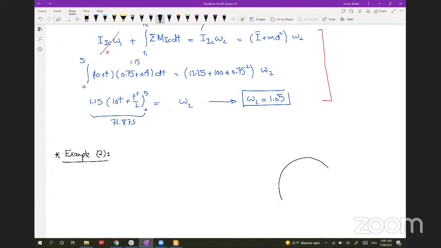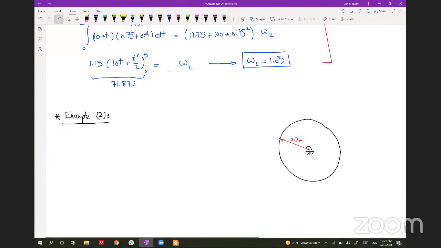Let's assume that we have a desk here and it spins. There's a pin here, and the radius is 0.2 meter. And we have a weight attached to a cable, and this weight is 6 kilograms.